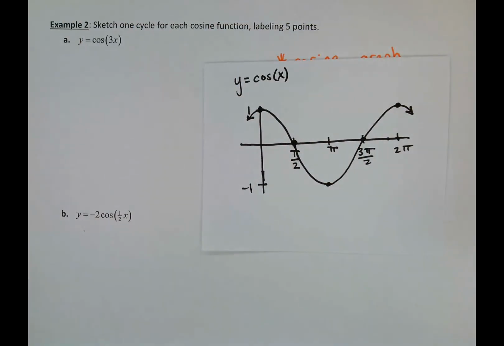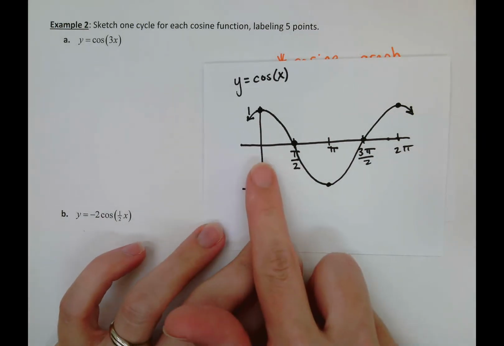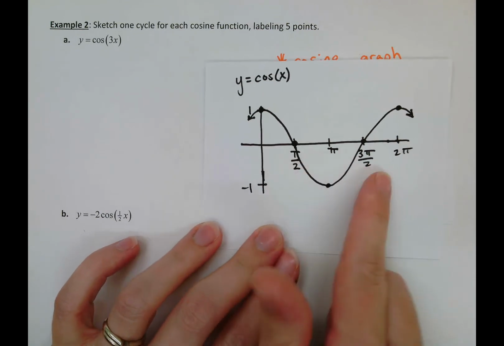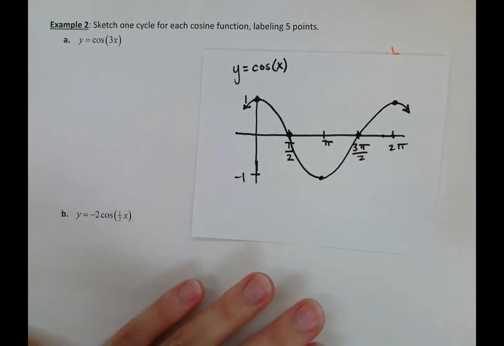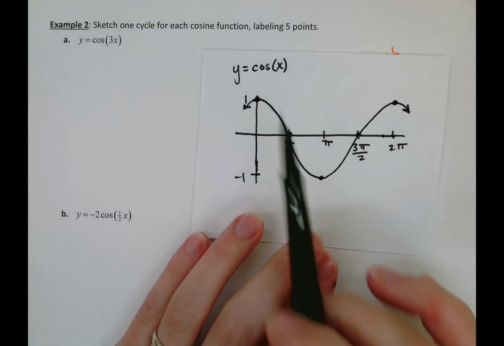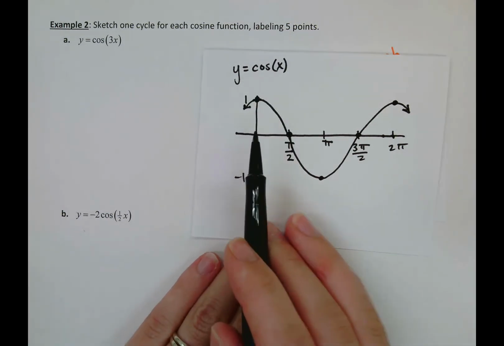So in example 1, we talked about the 5 points that we want to include on sine. Cosine, it's the same thing. We have those same basic points because sine and cosine have the same period. On the original function, we have those same basic points, pi over 2, pi, 3 pi over 2, and 2 pi. So it's just where the locations are that changes.